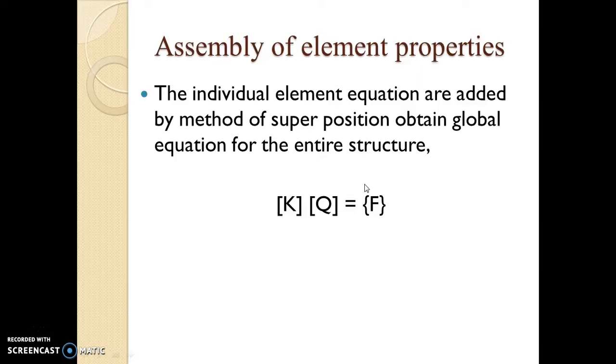Then after completion of this, the next step is to assemble each and every individual element into the entire structure. The individual element equations are added by the method of superposition to obtain a group equation for the entire structure. This is represented by the mathematical equation KQ = F. But in this equation, K stands for the global stiffness matrix for the entire body, Q is the global displacement vector, and F is the global force vector.